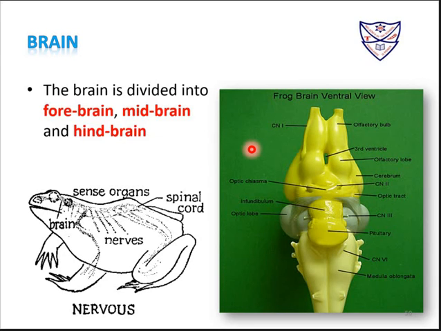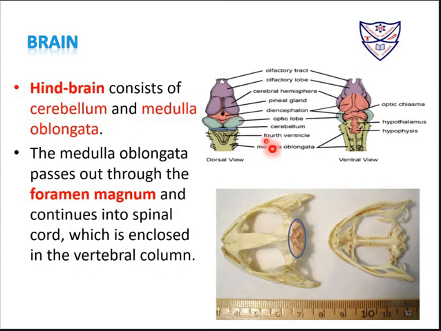The forebrain includes olfactory lobes, paired cerebral hemispheres, and unpaired diencephalon. The midbrain is characterized by the presence of optic lobes. The hindbrain has cerebellum and medulla oblongata. This passes through the foramen magnum and continues into the spinal cord, which is enclosed in the vertebral column.